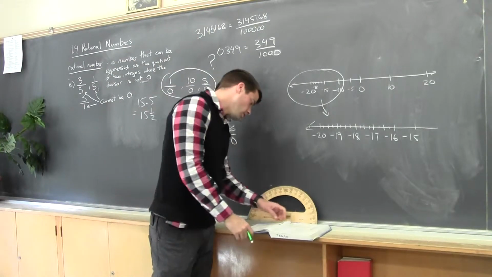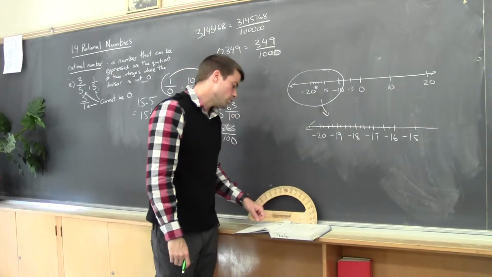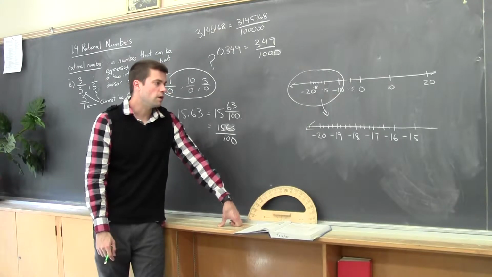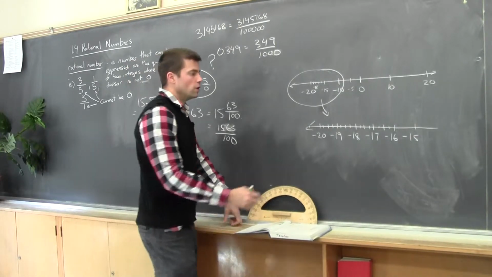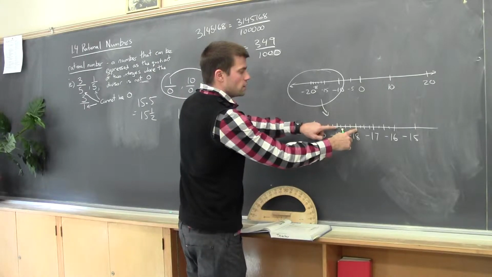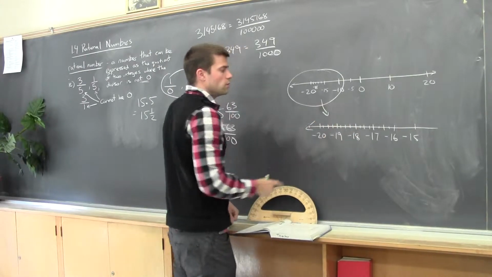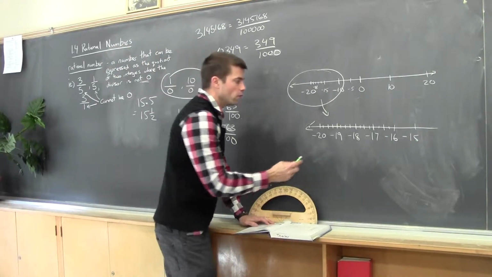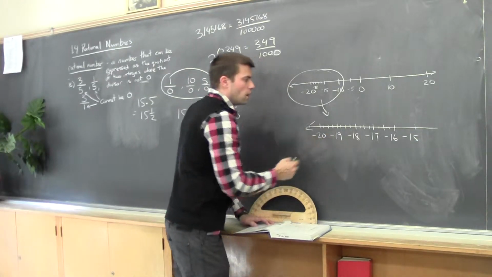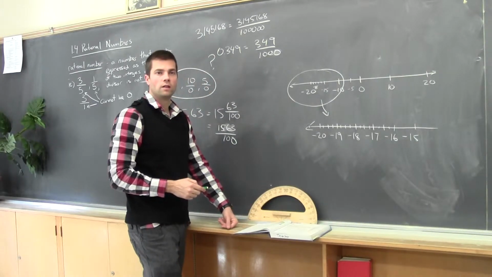Okay, so the question tells us, determine a possible temperature value that's between negative 18 and negative 19, but closer to negative 19. So here's negative 18, here's negative 19. It wants me to give a temperature in between there, but closer to negative 19. So I really only have, on my scale, one option, right?